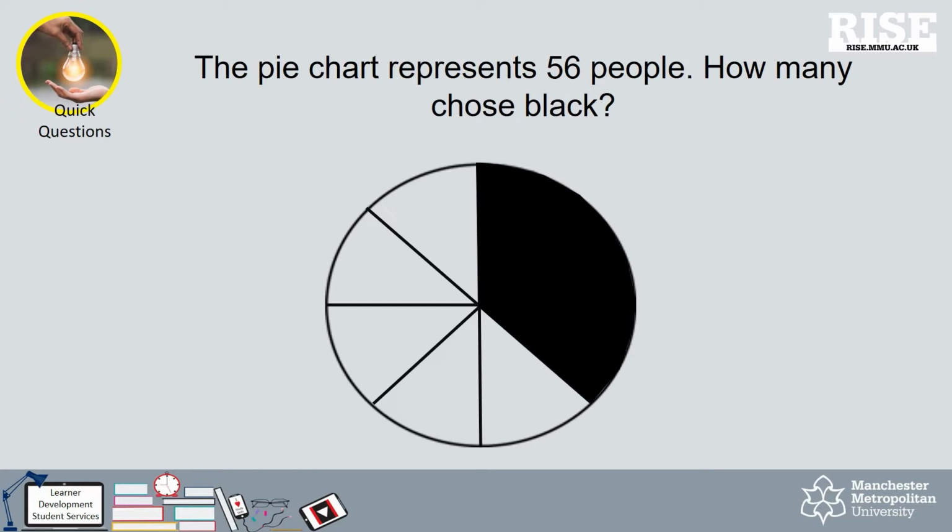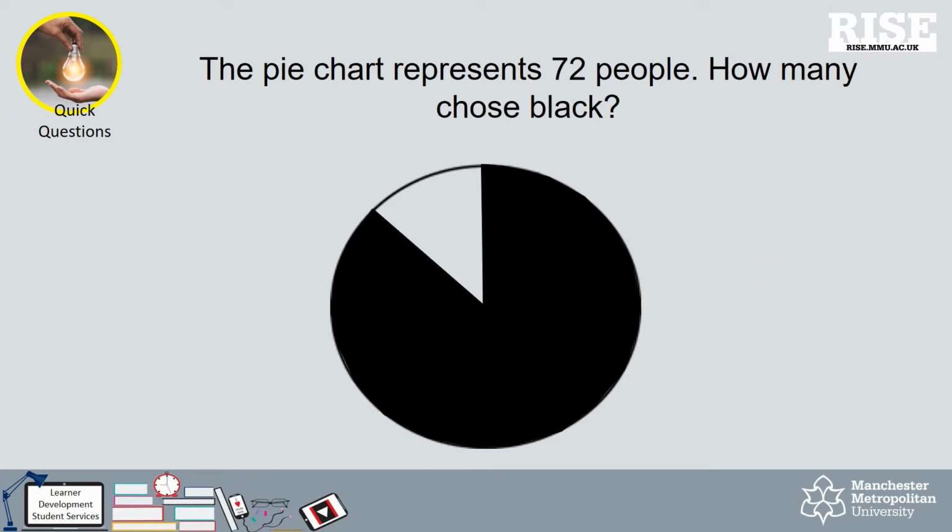What about in this pie chart? It's representing 56 people overall. How many people chose black? This time it's separated into 8ths, and 3/8 of them chose black. 3/8 of 56 is 21. What about this pie chart representing 72 people? How many people chose black here? This time 7/8 of them are choosing black, and 7/8 of 72 is 63.